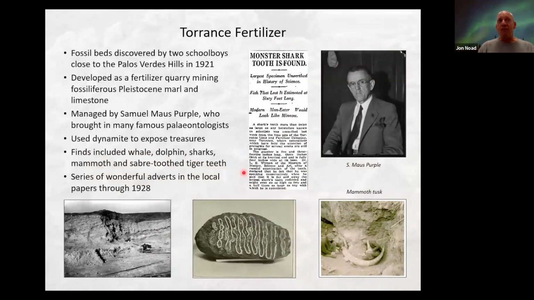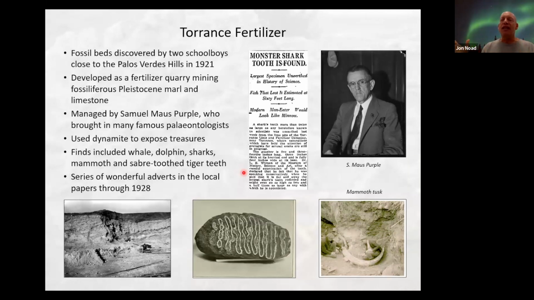Because I was interested, I went and looked further into Torrance Lime and Fertilizer. It turns out that there were fossil beds discovered by 2 schoolboys near Los Angeles in 1921, and they developed it as a fertilizer quarry. They were mining this marl and all of these bones that had lots of phosphate in them, which made really good fertilizer. The quarry was managed by a guy called Samuel Mouse Purple, and he brought in many famous paleontologists because they were finding all these fossils here. The fossils included whales, dolphins, sharks, mammoth, and even the teeth of saber-toothed tigers.